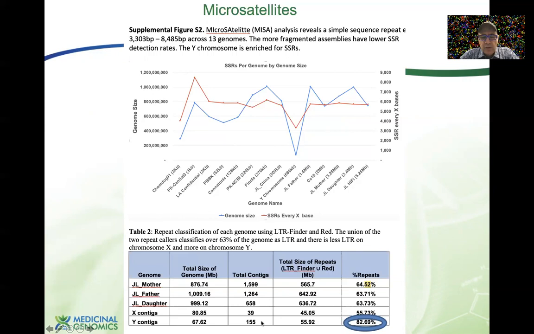And then when we run LTR Finder or LTR_retriever over these things, you can see various amounts of the genome that are in fact LTR or repeats. And you can see it's a really high fraction of this genome, 65%, and when you get to the Y chromosome, it's upwards of 83% of the Y chromosome that is LTR. So lots of LTRs and simple sequence repeats.